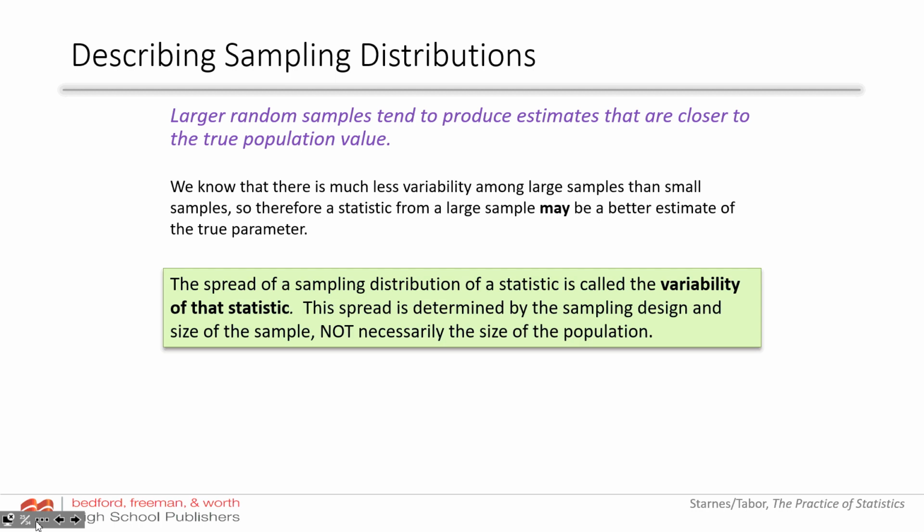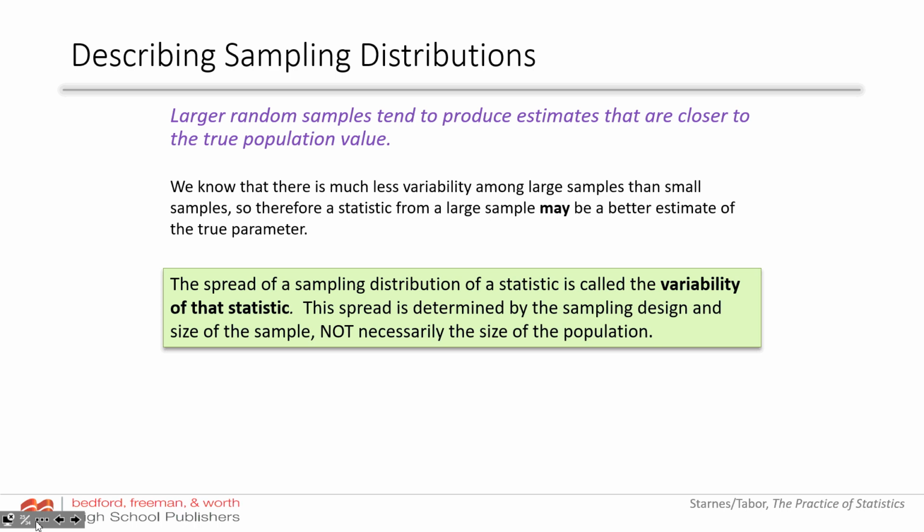So the spread of the sampling distribution is called the variability of that statistic. The spread is determined by the sampling design. So how did I select my sample? SRS, voluntary response, all that stuff, and also the size of the sample, not necessarily the size of the population. And we're going to talk more on that. But we just saw that the bigger sample size, the more representative the data should be, so therefore we should have less variability, right?